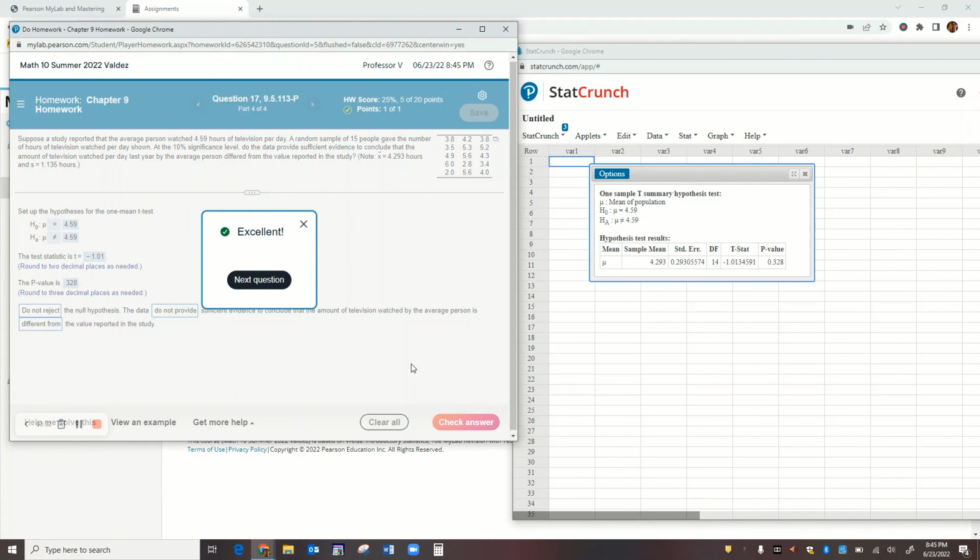So remember, small p-value, strong evidence. Large p-value, high probability, very likely. So we're not going to reject anything.